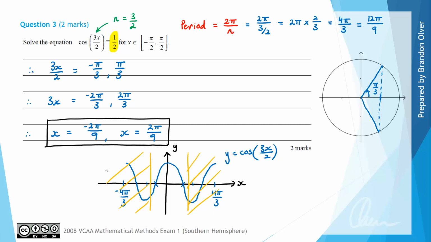So the only solutions that we would have for y equals a half, so that is cos of 3x on 2 equals a half, would be this point of intersection here and this point of intersection here, which we found to be negative 2 pi on 9 and positive 2 pi on 9.